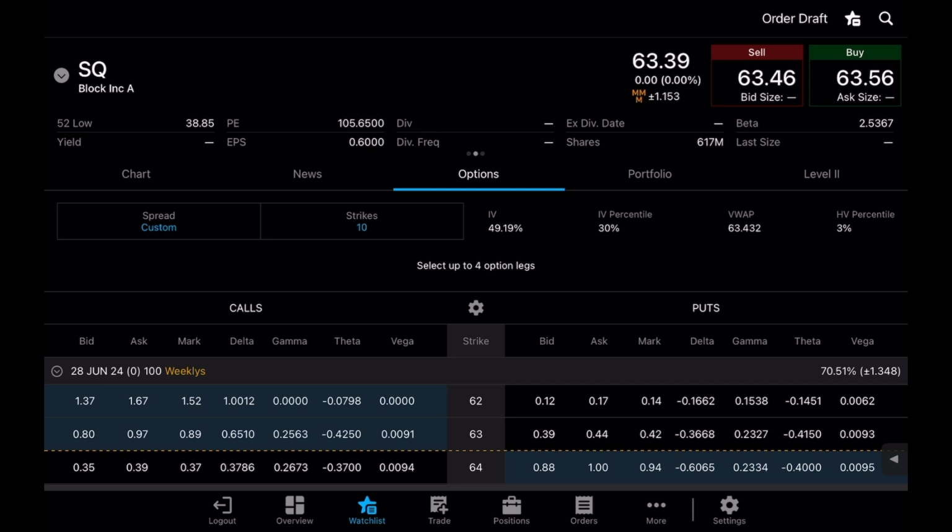All right, so now let's go ahead and take a look. I've shown you in previous videos, so I'm not going to go too heavy into it, but I want to show you guys a little bit of details about the actual options chain.